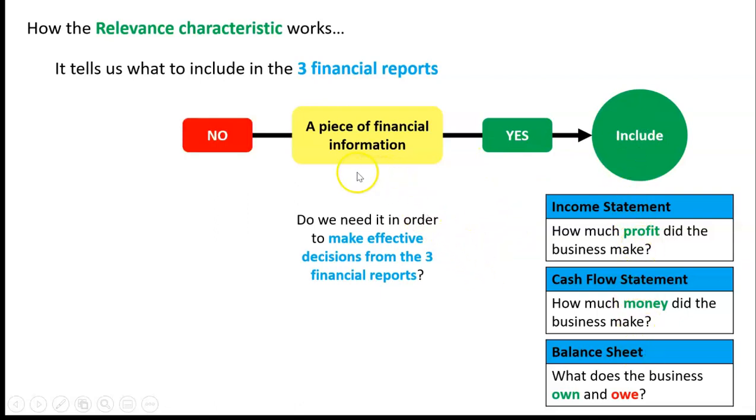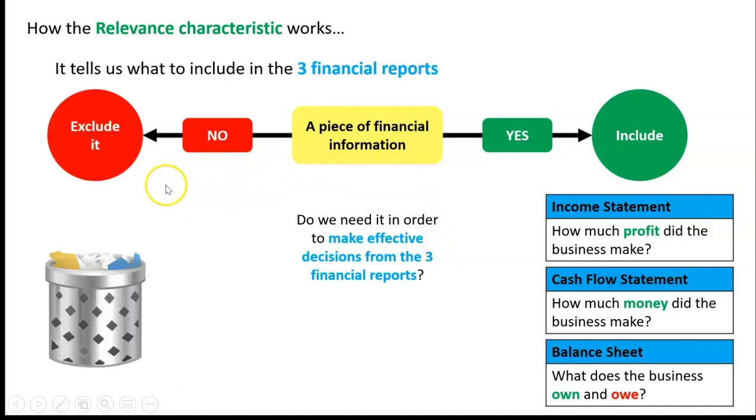Now, if we don't need that bit of financial information to make a good decision, we can exclude it from the reports and chuck it in the bin. We don't need to include it in these 3 things here. So relevance is basically asking a yes or no question. Is something relevant? Is it going to help us make a good decision? Yes, include it in these 3 reports. No, chuck it in the bin.